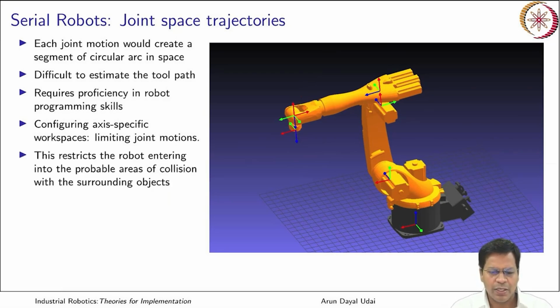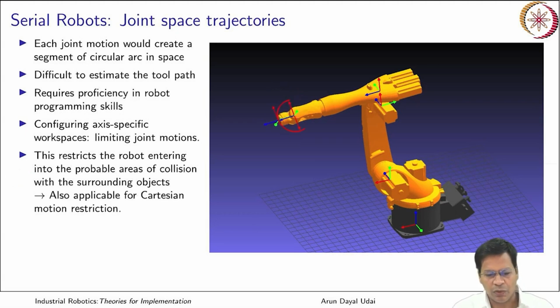So yes, and then this restricts the robot from entering possible areas of collision. So this is done in order to avoid collision with surrounding objects. You know, you have an object in that particular location. So that is the reason why you should do this. Okay. So yes, it is also applicable for Cartesian motion. What I have just said is something that I am doing for joint space, and a similar analogy is there in Cartesian space also.